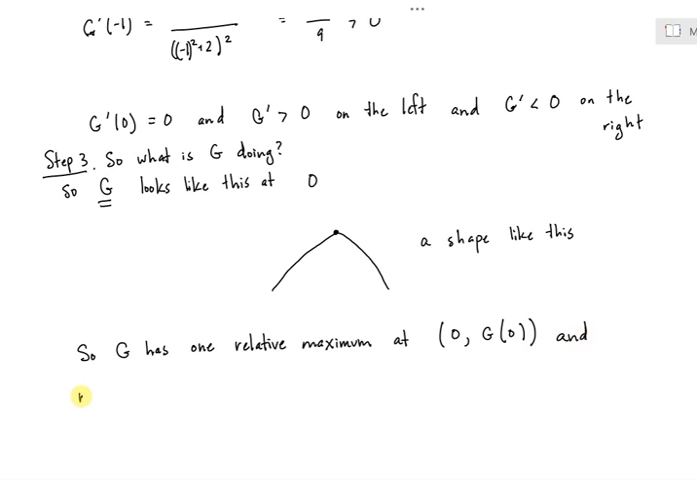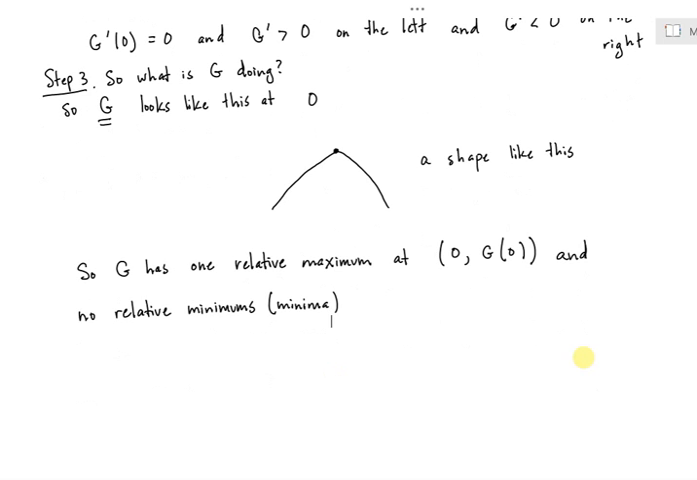And no relative minimums, or minima if you prefer to be fancy and use correct plurals. Okay, let's figure out g of 0 so this makes more sense.